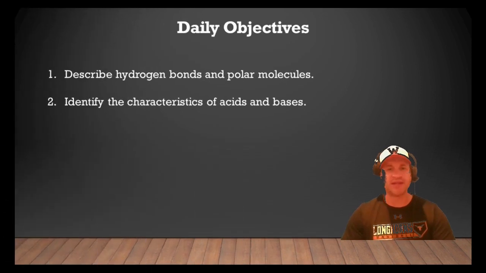All right, so now our daily objectives. These are things that you should be able to do at the end of class today. If you can't do these at the end of class today, congratulations, you just wasted 90 minutes of your life. So, number one, you should be able to describe what hydrogen bonds are and what polar molecules are. Number two, you should be able to identify the characteristics of both acids and bases. All right, I hope you enjoy it.